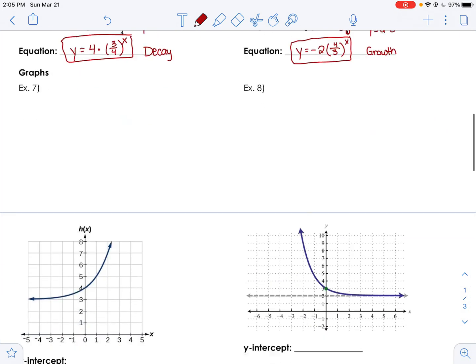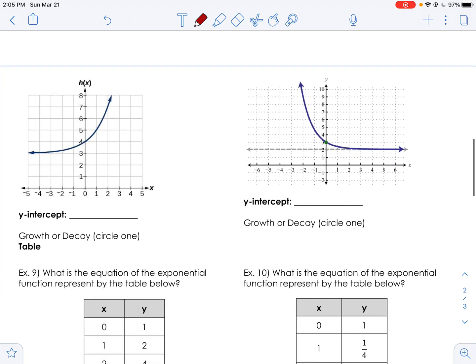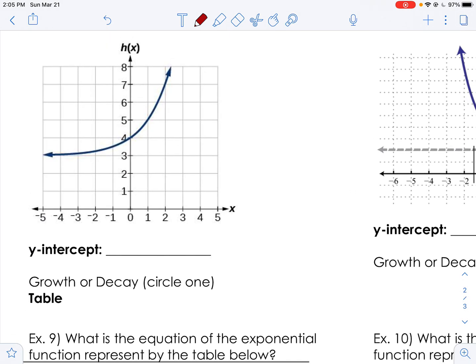Okay, looking at the next part, the graphs. Okay, so we have a graph here. We want to know the y-intercept. Remember, the y-intercept is on the y-axis. So that's right here. That's also the a value. So my y-intercept is 4. So we can either write it as +4, or we can write it as a point, (0, 4).